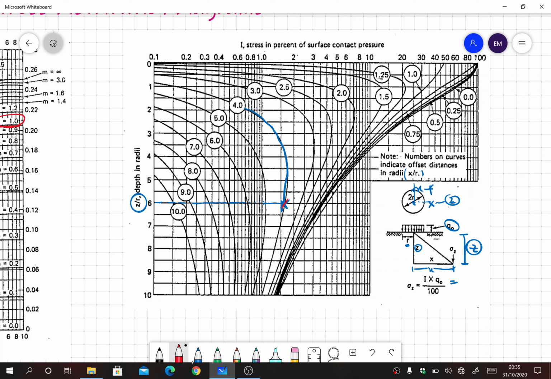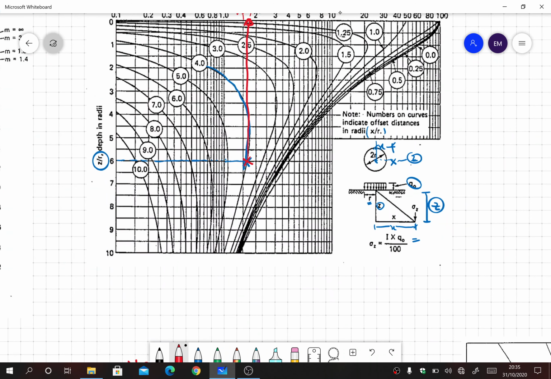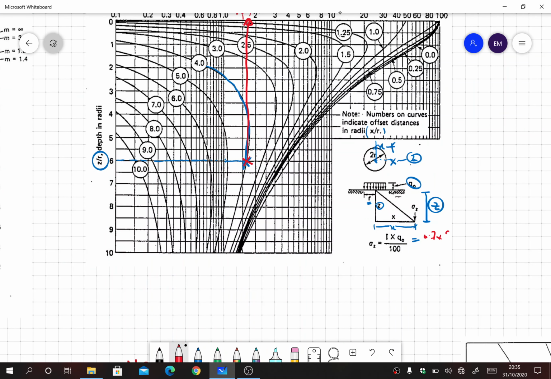So I move straight up to get the I value. This is 1, this is 0.5, so let's say 0.7 is the I value here. I will put the I value here, 0.7, multiplied with q, the load being applied, over 100. It will give me the stress at a depth of z and a distance of x from the center of the footing.